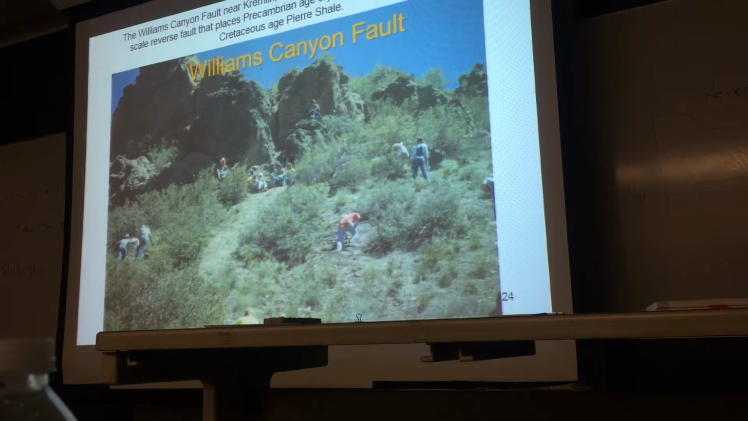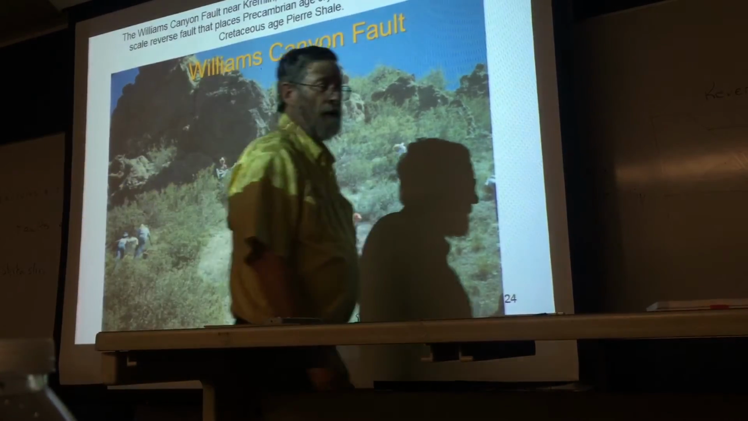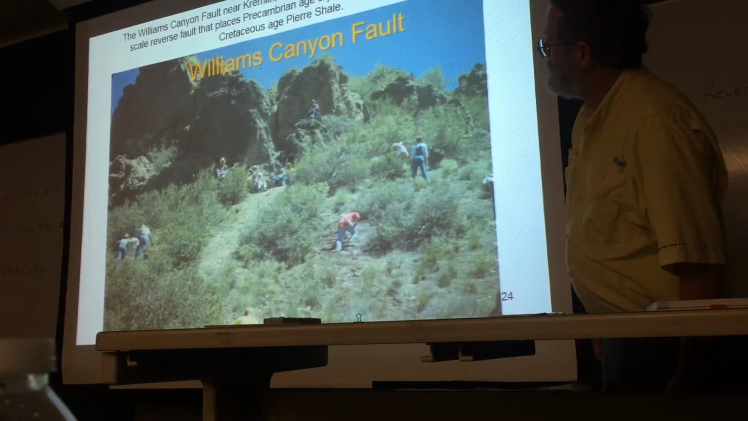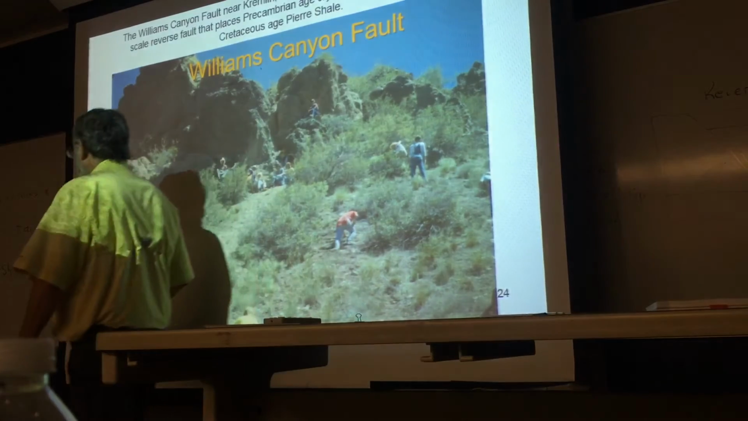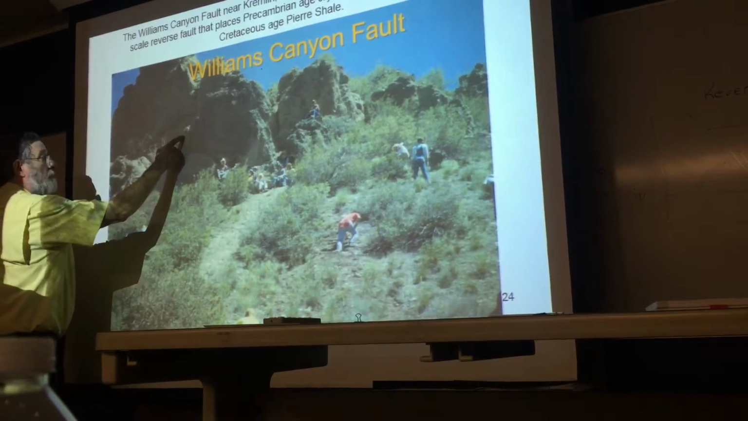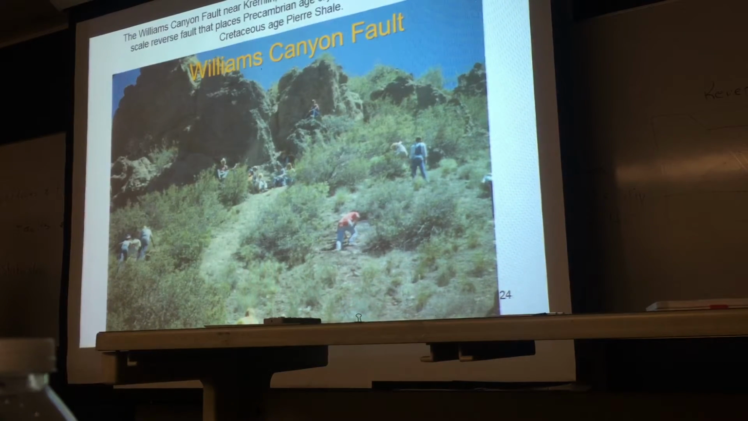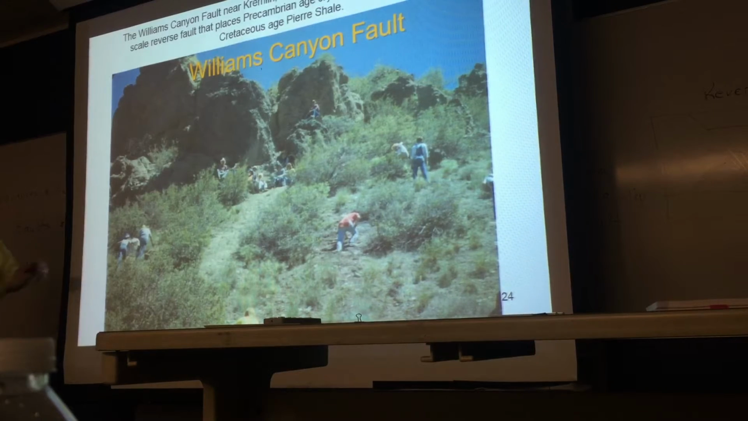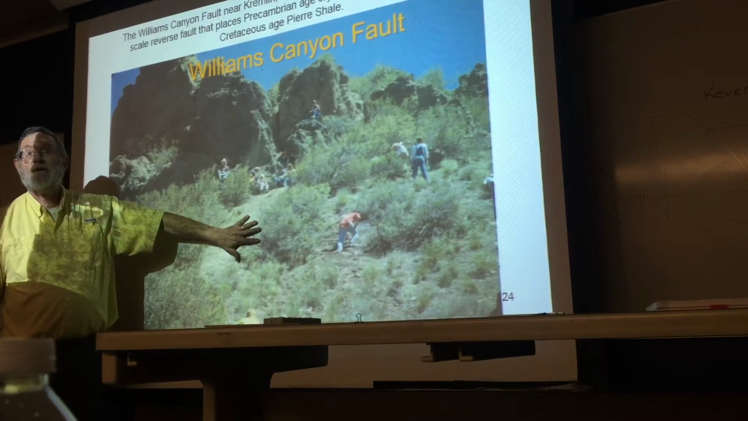This is a slightly larger reverse fault. This is Williams Canyon Fault. Again, this is just outside of Kremmling, Colorado. This up here by the cowboy hat is Precambrian basement. This is Cretaceous shale.